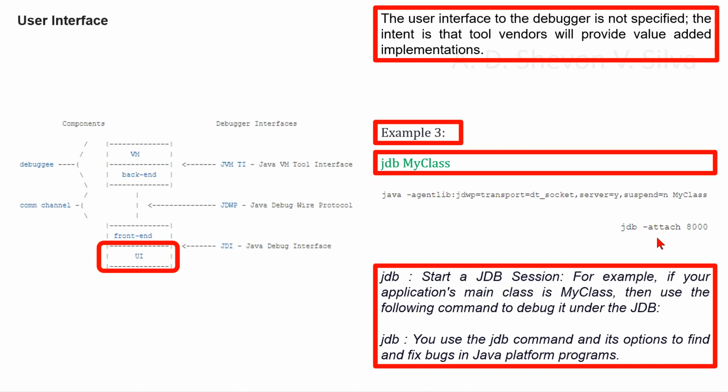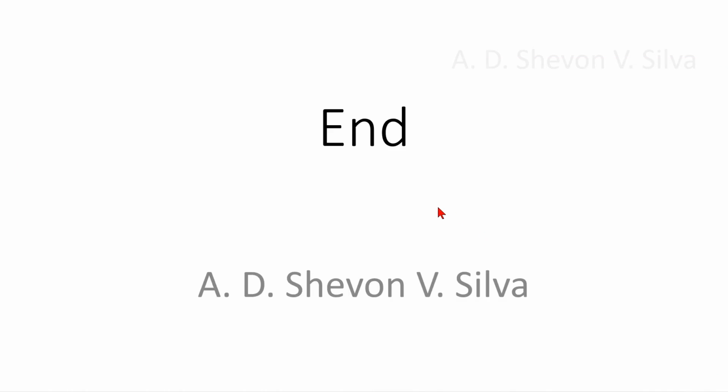You can then attach the JDB command to the JVM with the following command. 8000 is the address of the JVM. The MyClass argument isn't specified, and all of them are supported by the JDB command. The Java Platform Debugger Architecture has additional documentation on these connection options. This is the end of my presentation. Thank you very much for watching it.